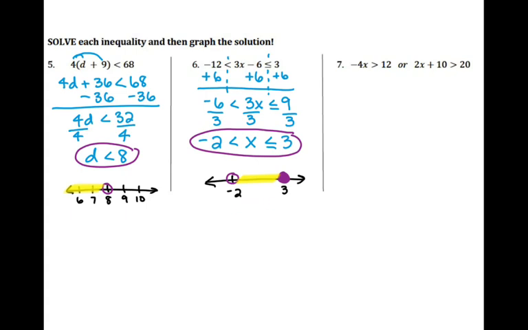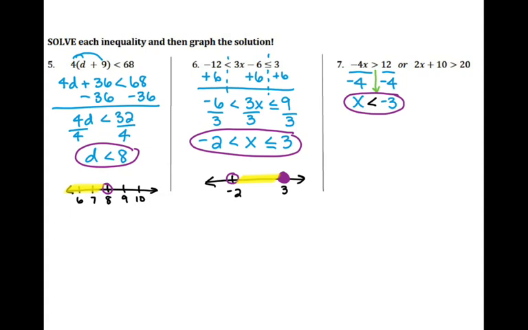Okay, number 7 is an or inequality, because you can see your two inequalities separated by the word or. So we're going to solve each one individually. I'm going to divide this one by negative 4. And since I am dividing by a negative, I am going to take my inequality and flip it. And that becomes a negative 3. So here's my first one. And again, I flipped it because I divided by a negative.